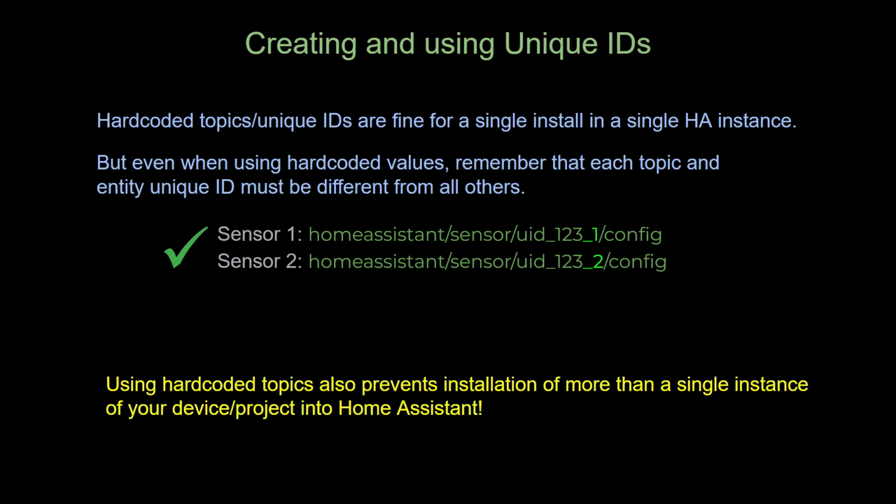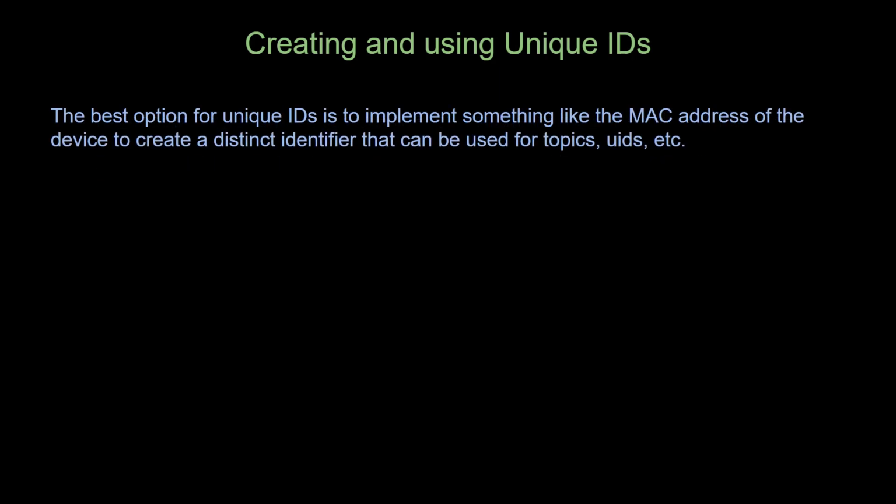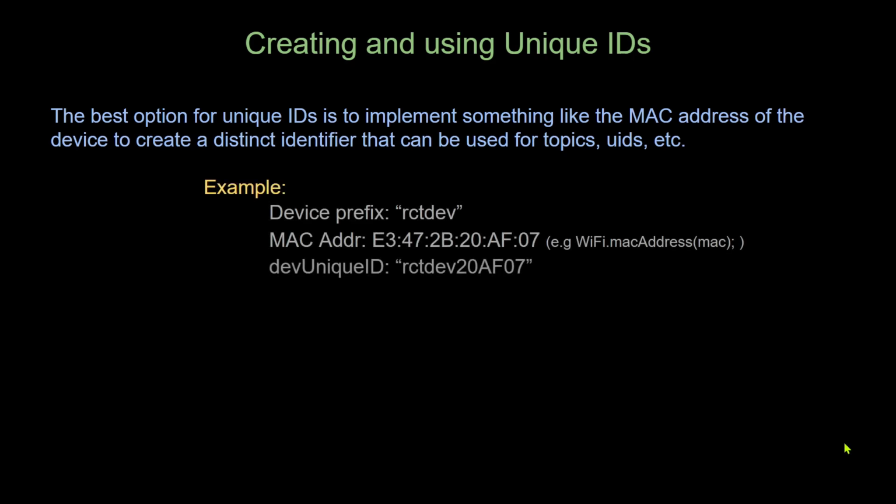Both of them had the same exact MQTT topics, so that didn't work. So your best option, if at all possible, for unique IDs is to use something like the device's MAC address to create a unique identifier that can be used for topics and entity unique IDs based on that particular device. So for example, if I have some kind of hard-coded device prefix, but then I get some portion of the MAC address, which is, again, easy to do in something like Arduino, I can now combine those to create a unique device ID, and that's going to be unique to just this device.